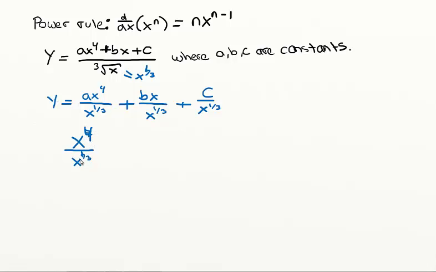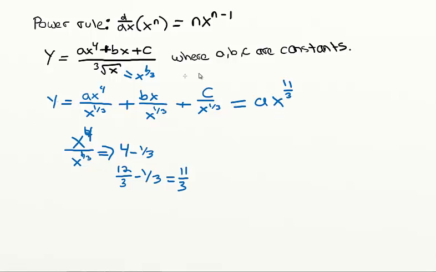So when we look at this, we want to subtract the exponents. When we get 4 minus 1/3, that really just turns into 12 over 3 minus 1 over 3, because our 4 is equivalent to 12 over 3. So then we're going to get 11 over 3. So we're going to rewrite this now, and we're going to write that as ax to the 11 over 3.